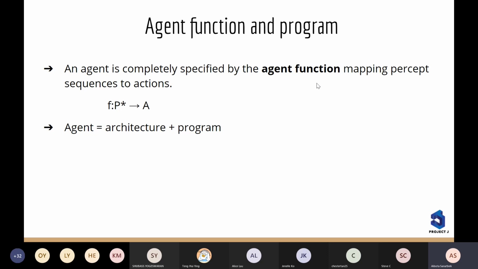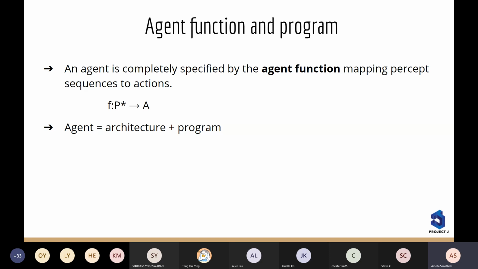Okay, so in its simplest form, the structure of an agent can be described as a combination of two things. The first one is architecture. Architecture refers to devices or machinery that our agent executes on. For example, it can be a personal computer, a car, or a camera.